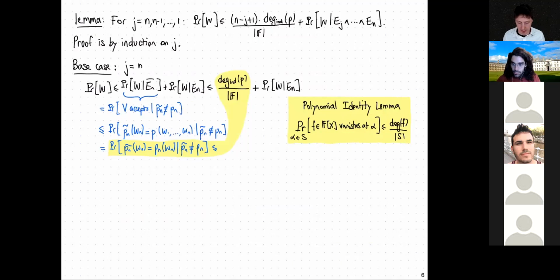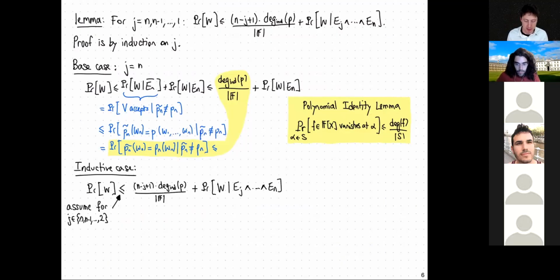Good questions. Great. Okay, so this was just the base case. The inductive case is actually pretty simple. We're almost home here. We're going to assume that we're somewhere in the inductive case.